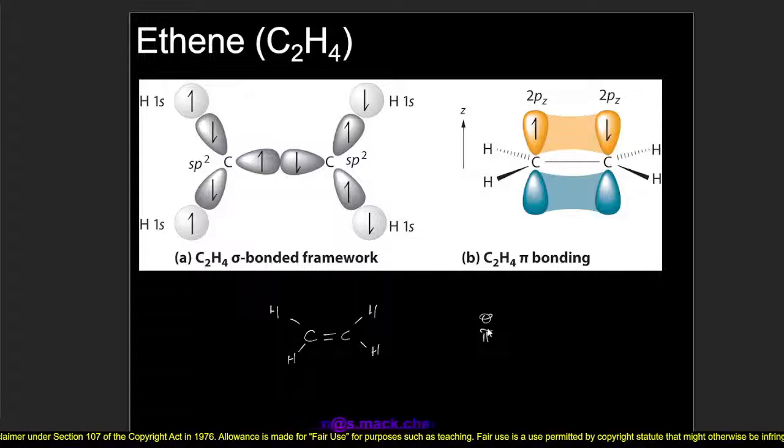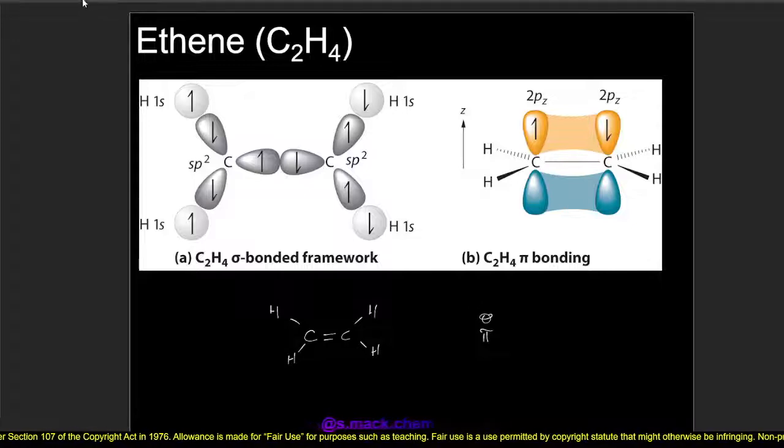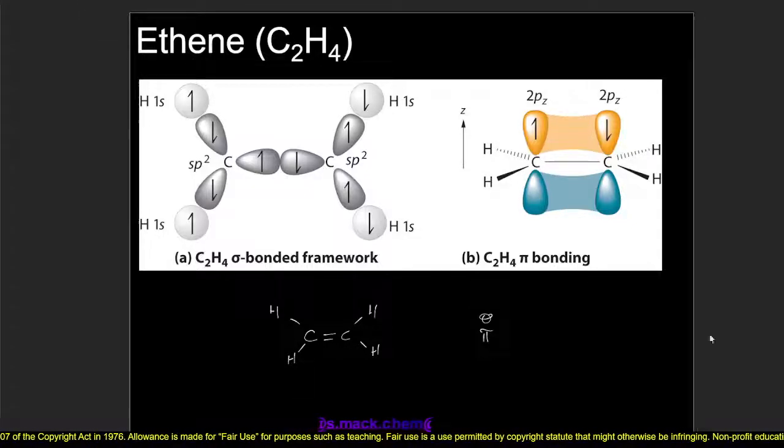Let's take a look at our structure of ethene. In ethene, each carbon atom is bonded to 3 other atoms. So this carbon is bonded to 2 hydrogen atoms and another carbon atom. We say that in ethene, we have sp2 hybrid orbitals. These sp2 hybrid orbitals are formed from the overlap of 1 s atomic orbital and 2 p atomic orbitals. So this gives us 3 sp2 hybrid orbitals.